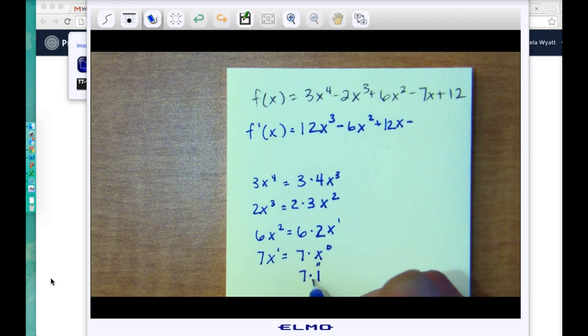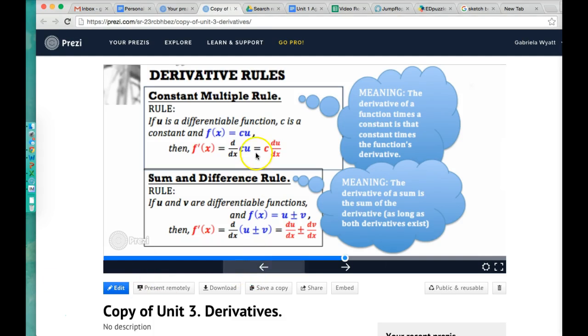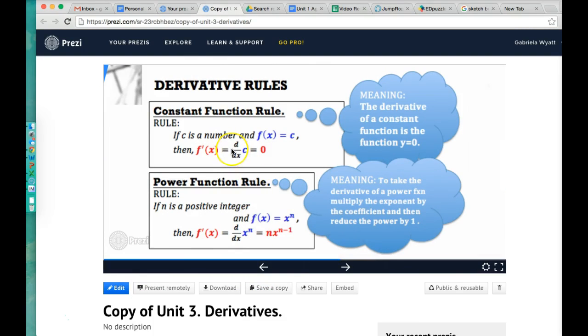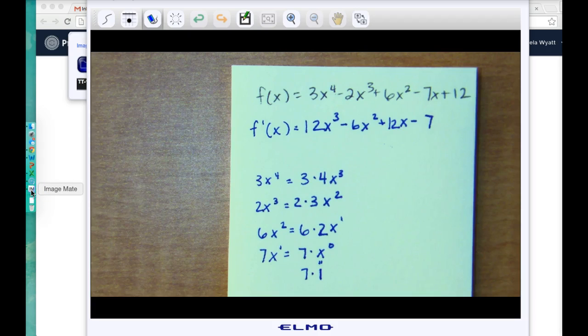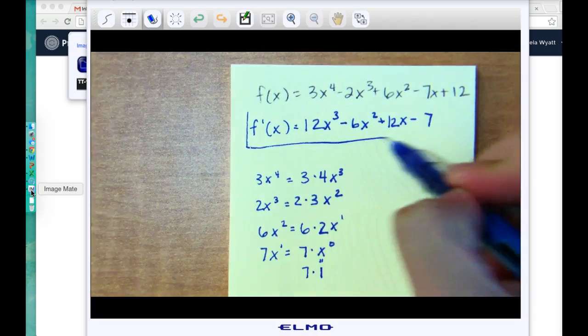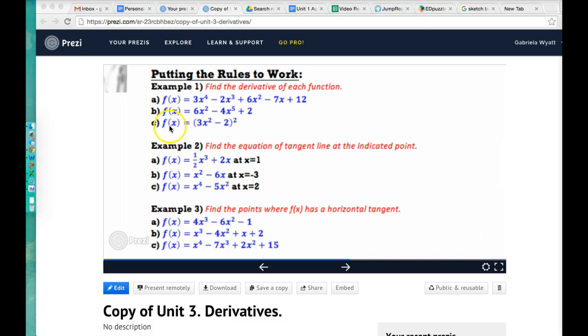And for my last one, when I take the derivative of a constant, remember going back to this rule, the derivative of any constant function or any number is just 0. Since it does not have an x, this derivative just goes to 0. This will be my f prime of x. Solve parts B and C of this example. What is the derivative of these two functions?